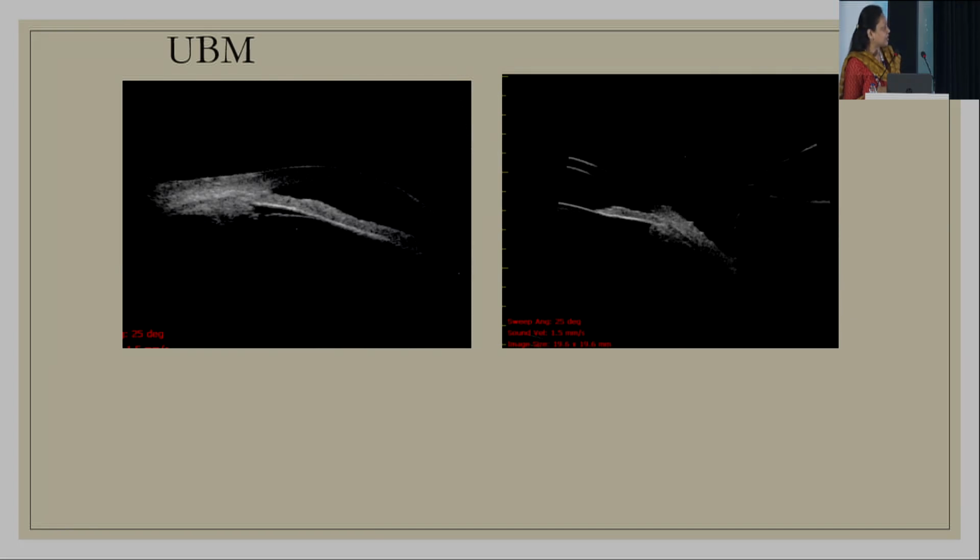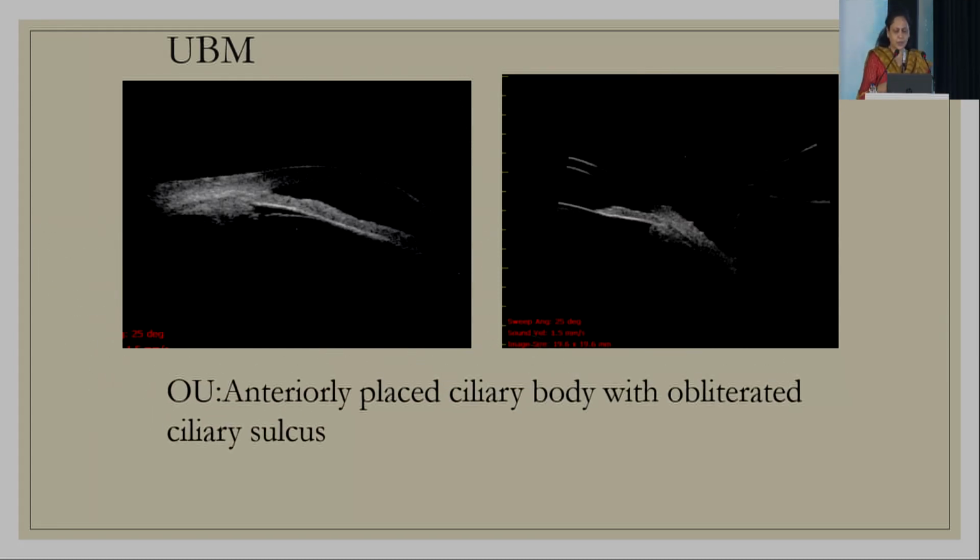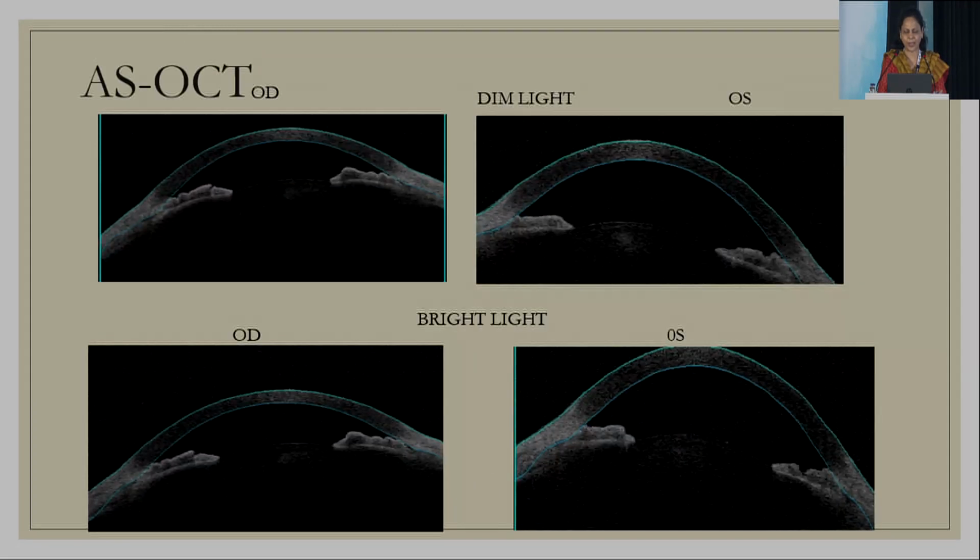In this picture, it is much more clearer. So this is what it could be. I have already mentioned: plateau iris. Whenever on a UBM you see this kind of obliteration of the ciliary sulcus with a flat iris configuration, you go ahead and make a diagnosis of plateau iris.